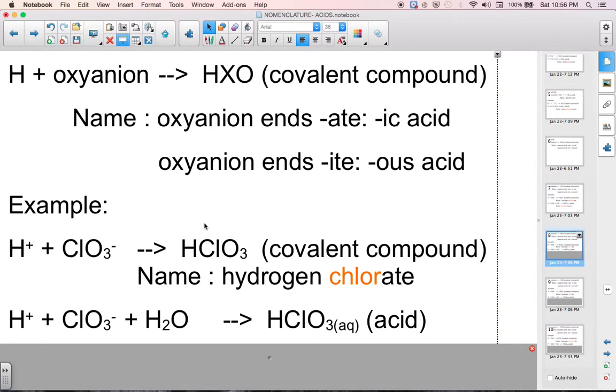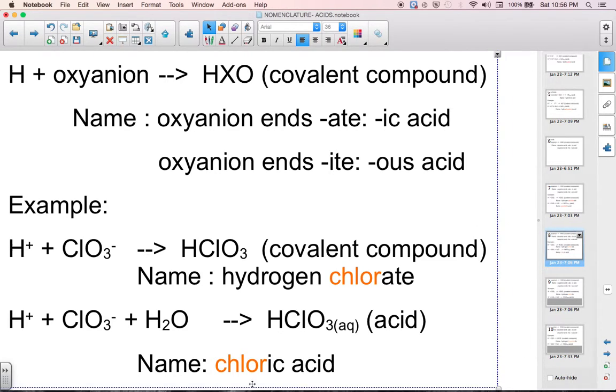We have here the chlorate oxyanion added to hydrogen makes this HClO3 formula. The name of this compound right now is hydrogen chlorate. If I have it in its aqueous form as an acid, I again have an ATE, so it's still going to end in ic acid. So I have chloric acid.